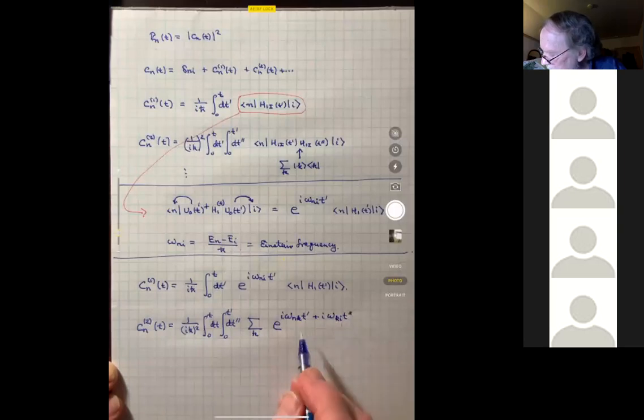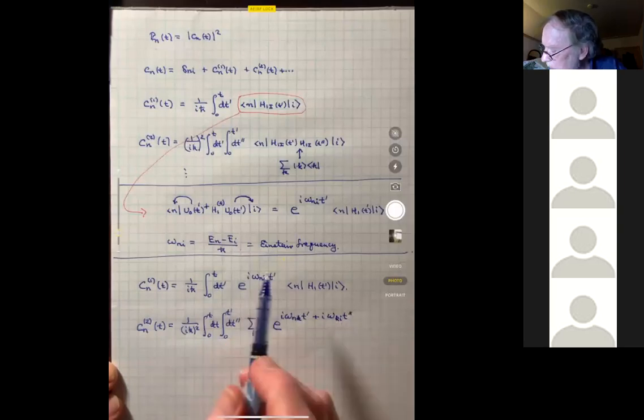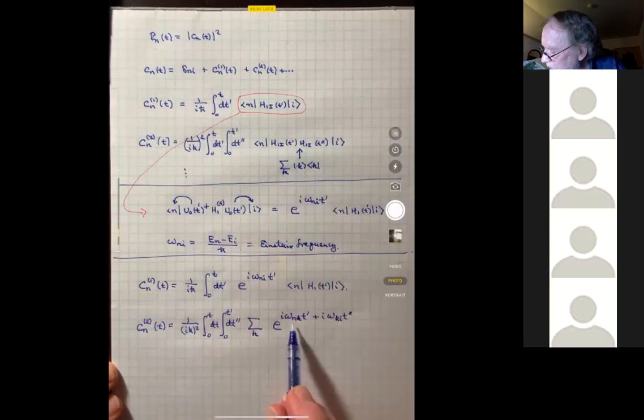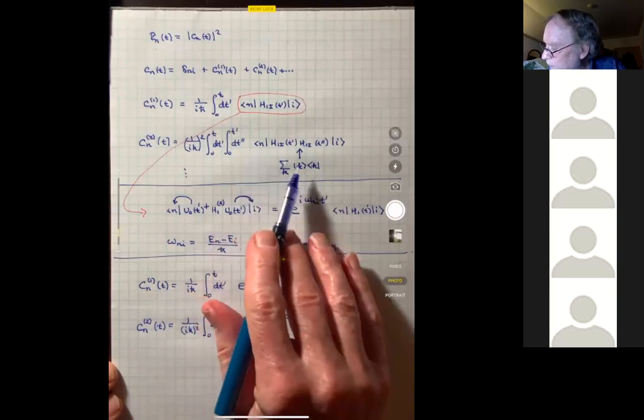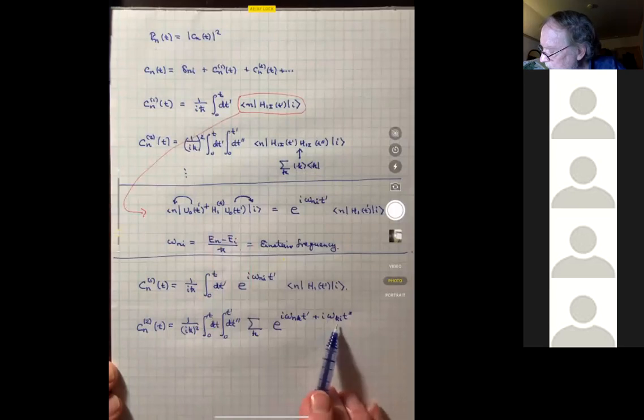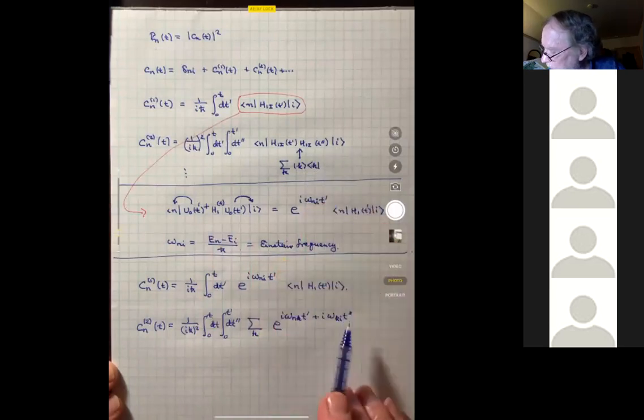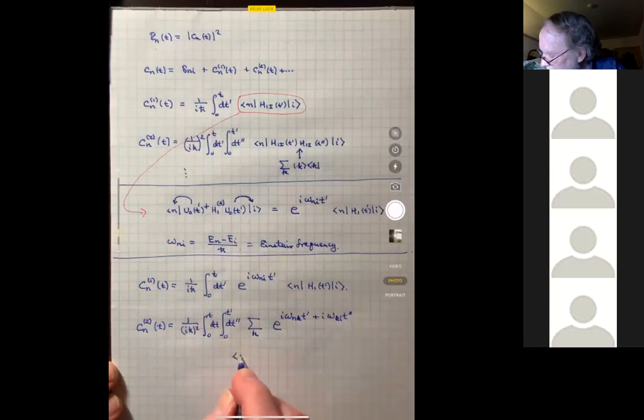You see this connects, these states k, by the way, are called intermediate states. So the first phase factor connects the final state n with the intermediate state k, and the second phase factor connects intermediate state k with the initial state i. And then this is multiplied by the product of matrix elements in the Schrodinger picture, <n|H1|k><k|H1|i>, like so.